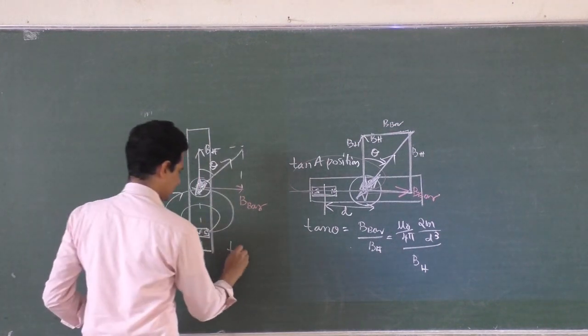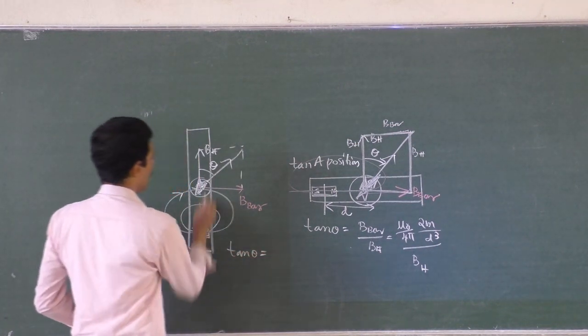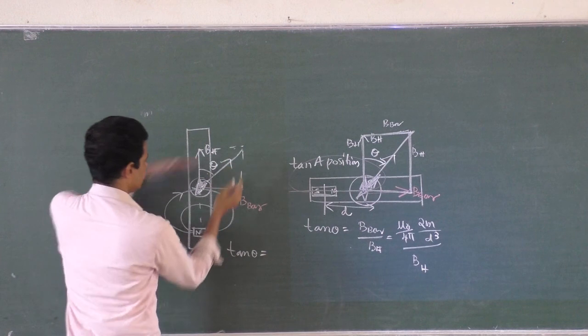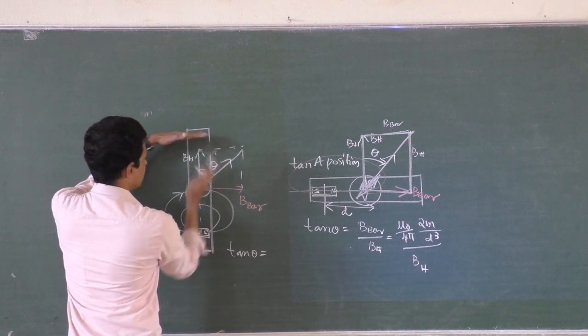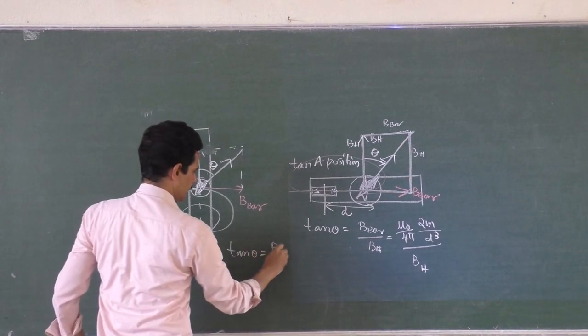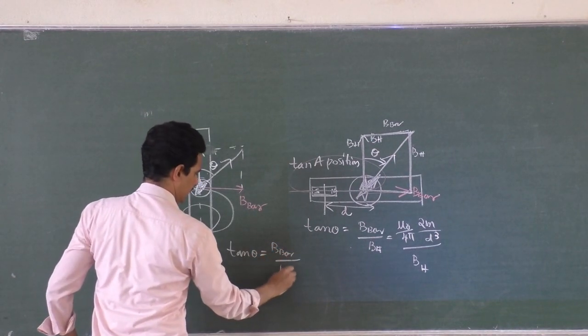Now again tan theta, shall I write it directly? Opposite side, this one, this is B due to bar magnet. BH is this one, right? So tan theta is B due to bar magnet divided by BH.